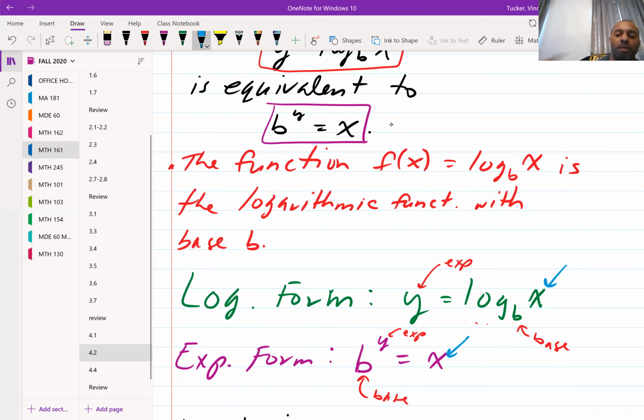So I always start off with my base, and then whatever's next to b in one representation would not be next to b in the other. And so when we put numbers on it, it may look a little better, but you'll see exactly what I'm saying.